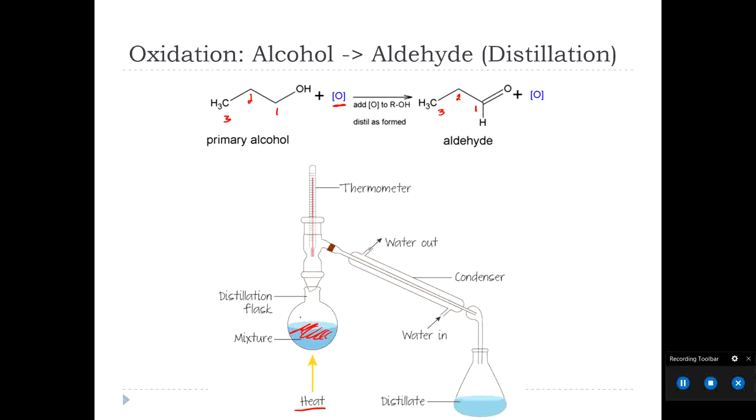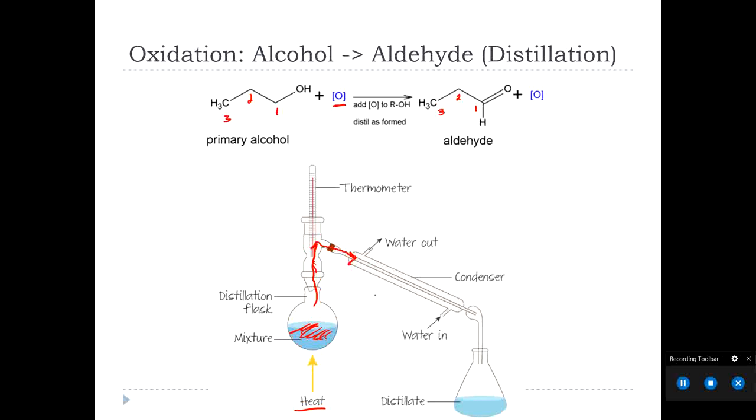So we heat it up. The potassium dichromate is not going to boil out. Any water in here is not going to boil out. So the aldehyde boils at quite a low temperature, usually 30 to 40 for some small chain aldehydes. Okay, so it'll boil out and travel up through the tube and head down this way.